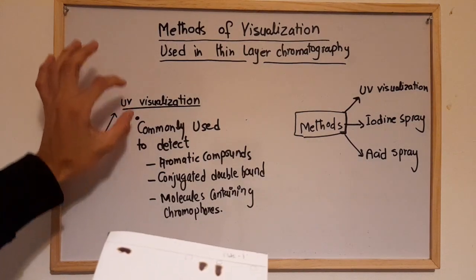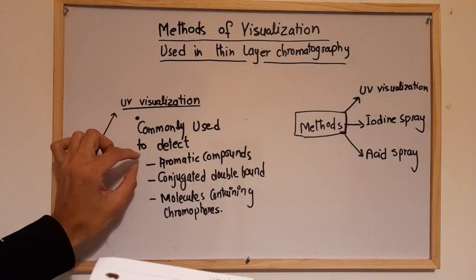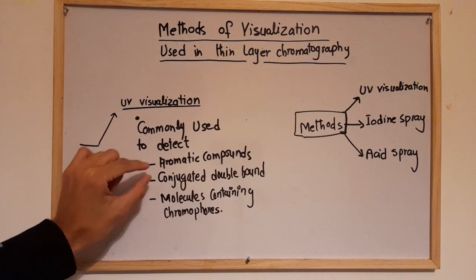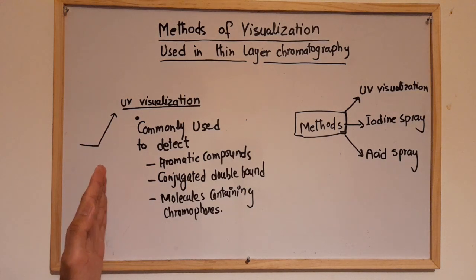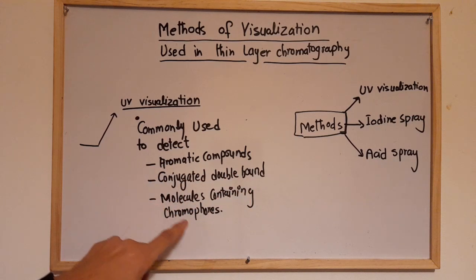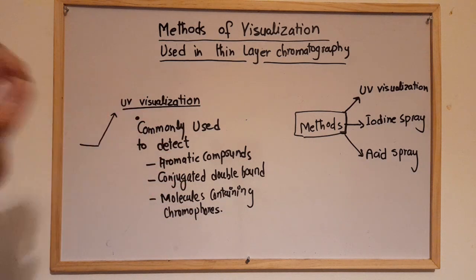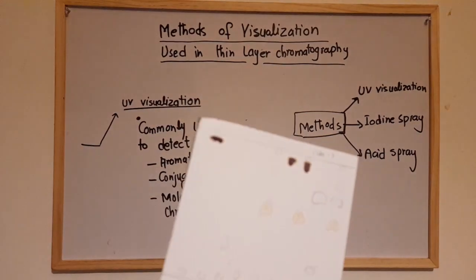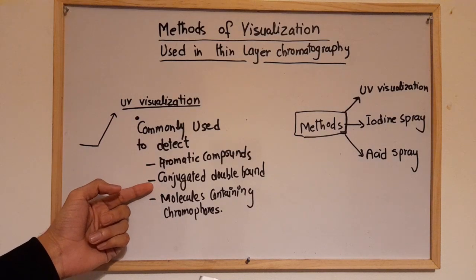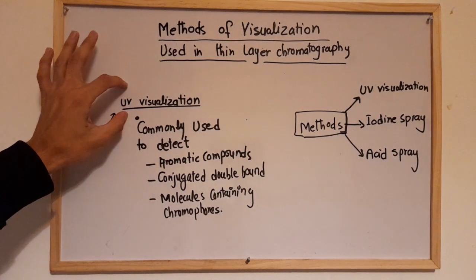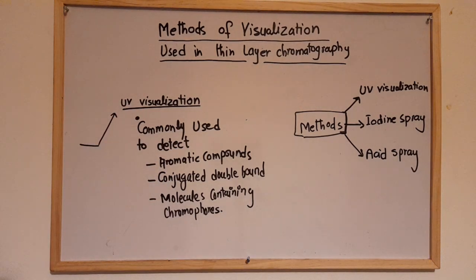UV visualization commonly detects compounds that are aromatic, or that contain conjugated double bonds. Conjugated means they have one double bond, one single bond, then one double bond, one single bond. That's called the conjugated double bond. They are molecules containing a chromophore, and a chromophore is a chemical that can absorb light and appears as a colored compound. So if our mixture doesn't contain any aromatic compound, any conjugated double bond, or any chromophore, then it will not appear in UV visualization. So we are unable to detect that compound.